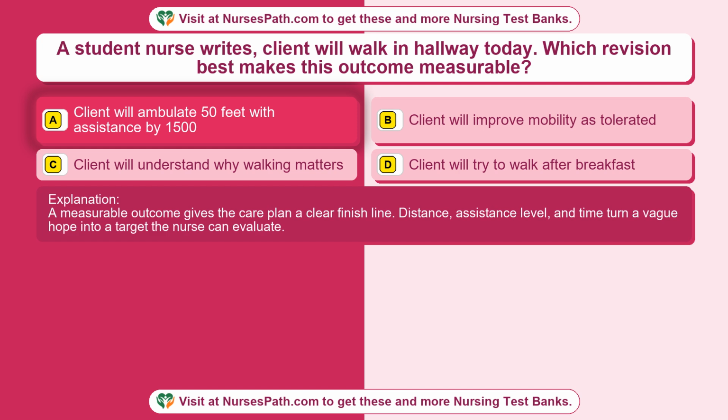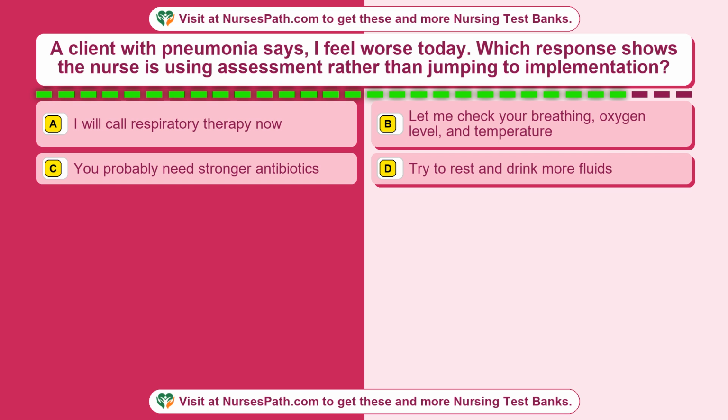A measurable outcome gives the care plan a clear finish line. Distance, assistance level, and time turn a vague hope into a target the nurse can evaluate. Question 3. A client with pneumonia says, "I feel worse today." Which response shows the nurse is using assessment rather than jumping to implementation?